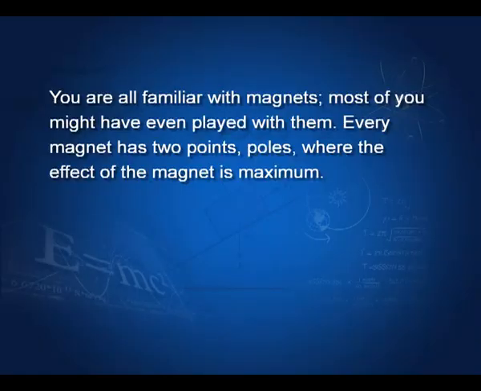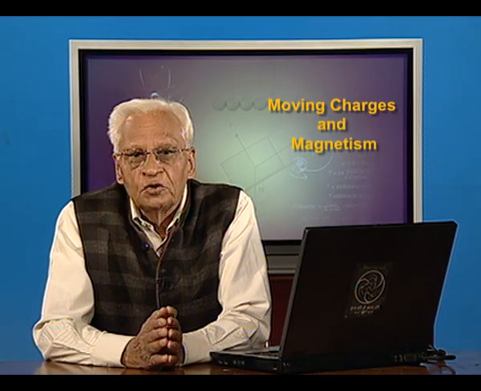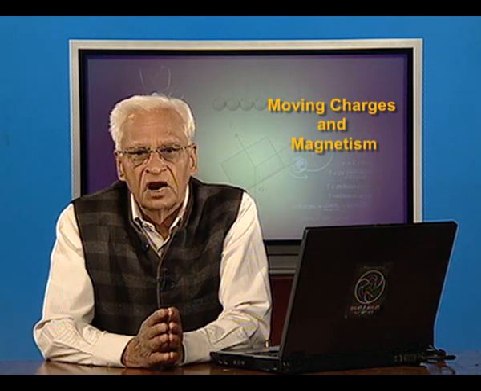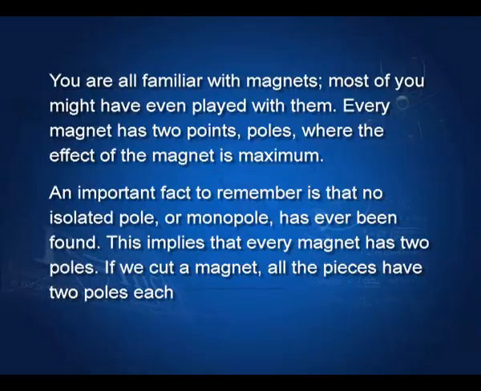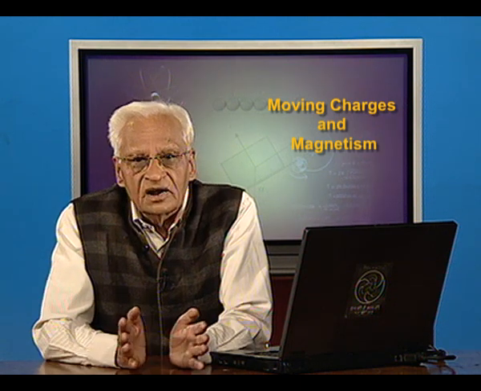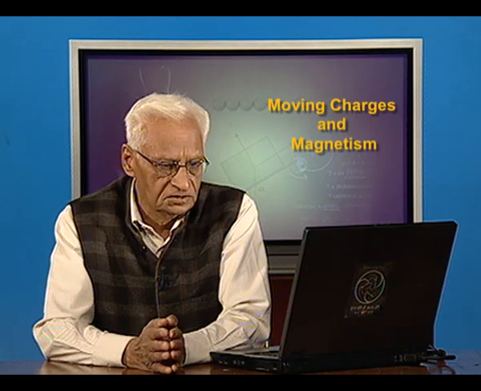You are familiar with magnets. Most of you might have even played with them. Every magnet has two poles. An important fact to remember is that no magnet has ever been found with one pole, or an isolated pole, called a monopole. This implies that whatever the conditions, each magnet must have two poles.